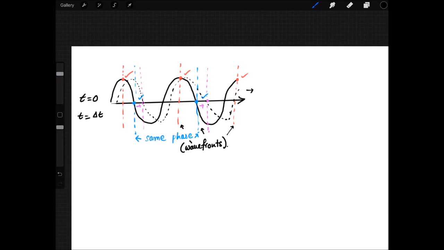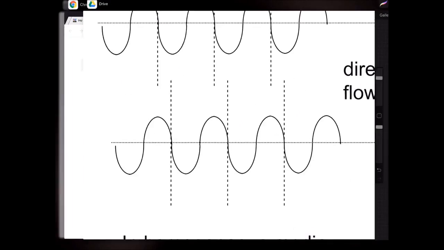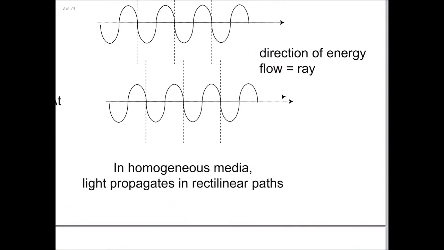So you can imagine, if I don't draw the wave, I can just draw the wavefronts, and you can imagine that the wavefronts themselves are essentially moving in the direction in which the wave was moving. So this is the direction of motion of the wavefronts. This is also to say that the energy flow of the wave will also be directed in that direction. And that is the definition of a ray.